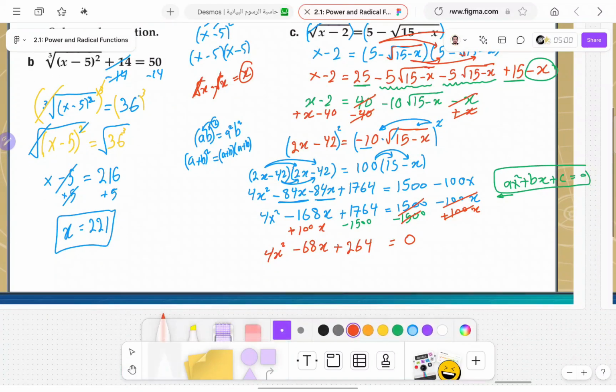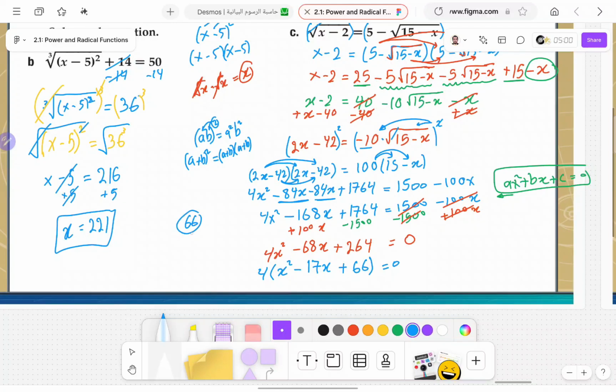What's the common factor here? 4 is the common factor, so it will be 4 times x squared, minus 68x divided by 4 is 17x, plus 264 divided by 4 is 66, equal to 0. Now what's the next step?